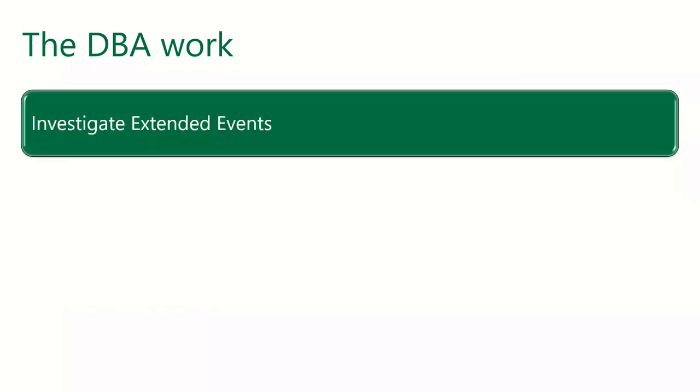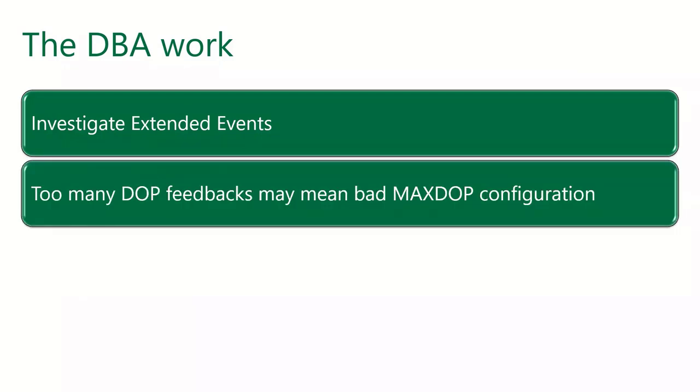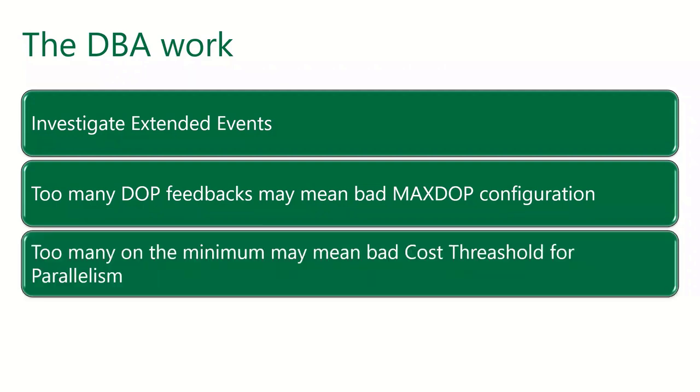For example, we can investigate extended events related to DOP feedback. If we have too many DOP feedbacks, it may mean that we have a very bad max DOP configuration on the server, and we may not be aware of that. The max DOP configuration at the server level may not be good for the server because we are getting too many DOP feedbacks. And in fact, this ends up delaying the query processing a bit.